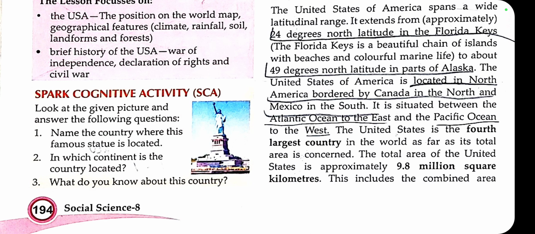Third, what do you know about this country? Now, this question is your homework. Feel free to answer this in the comment section. Thank you.